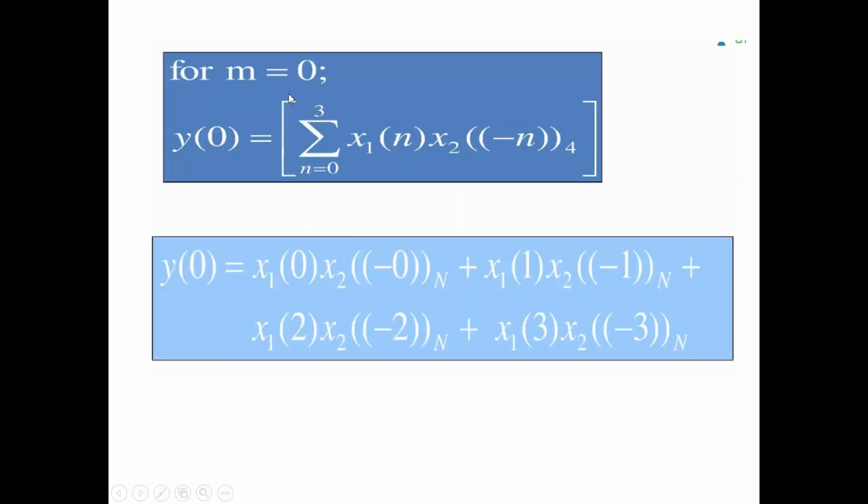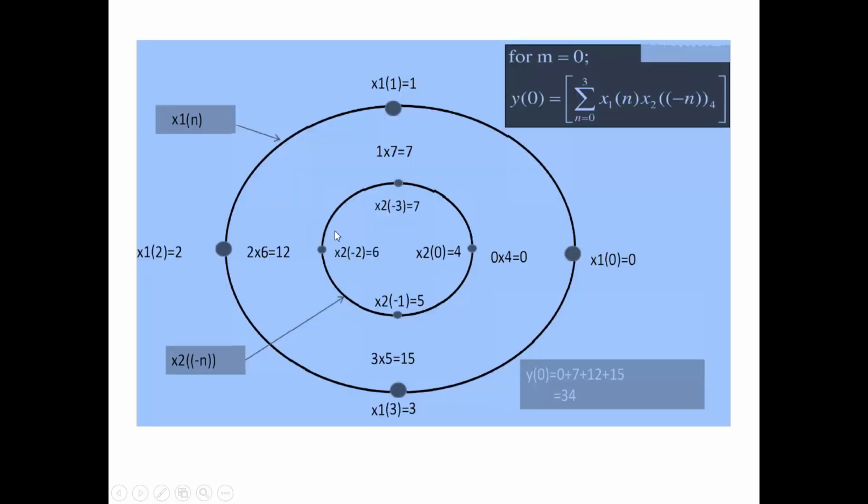Now for m equal to 0, we calculate the value of y0. How can we calculate? X1 0 into x2 minus 0, x1 n, x2 minus 1. These are to be multiplied, and 4 terms will have to be summed. Now let us see in this diagram. This x2 0 is 4. So x1 0 is 0. So 4 multiplied by 0 is 0 here.